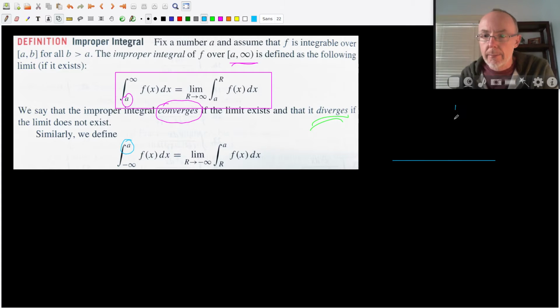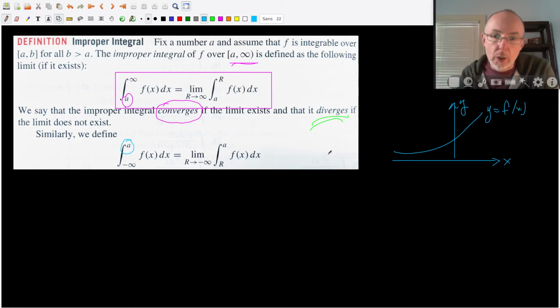If you think about what that second one means, we're thinking about some axes and you've got some function, here's your function, y equals f of x. And we're asking for the area under the curve from minus infinity, going all the way back in that direction, all the way back to minus infinity from some point a. So we're thinking about area under a curve in the infinite region going off to the left here. So this one heads off to the left, this one heads off to the right.